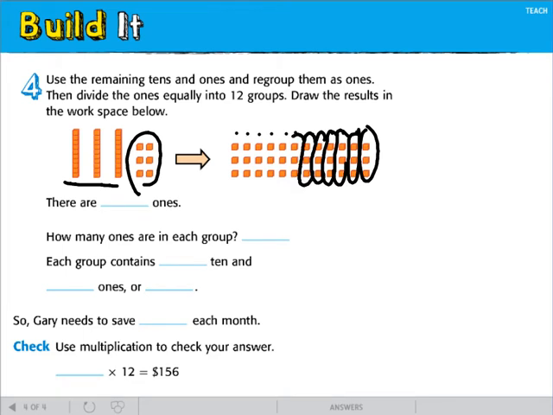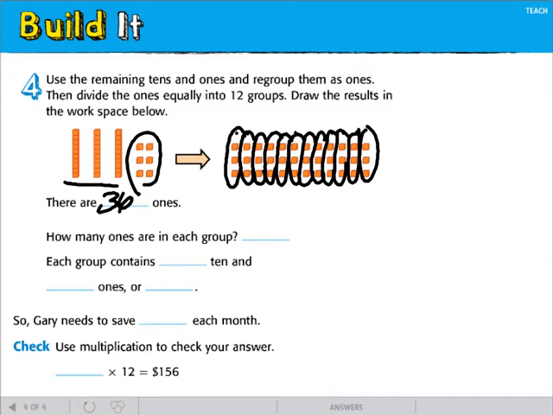So if I circle all my groups just like I did with my tens on the last page, you can see how many ones are going to be in each group. How many ones are in each group? 3. So we have a total. How many ones were there total? 36. So we have 36 ones.